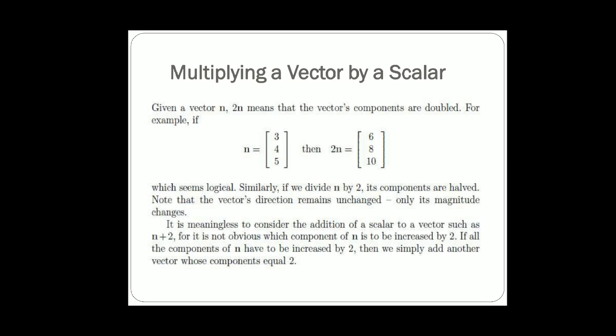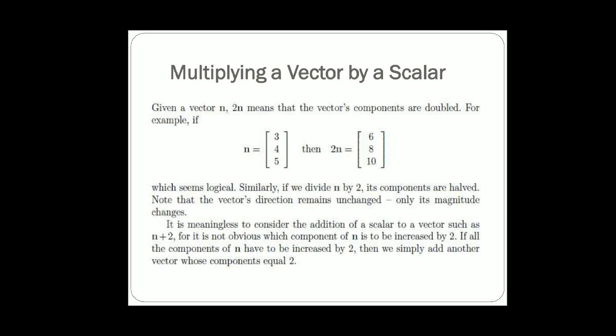Likewise, it's meaningless to consider addition of a scalar to a vector such as n plus 2, for it's not obvious which component of n is to be increased by 2. So if I add n plus 2, it will be increased by 2, that is, if I add n plus 2 in the same matrix, 3 will be 5, 4 will be 6, 5 will be 7.